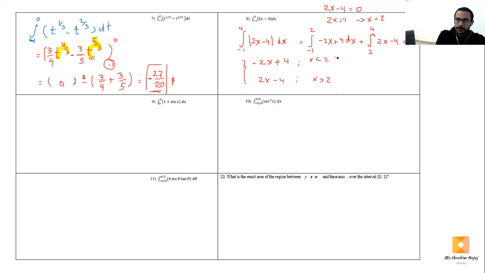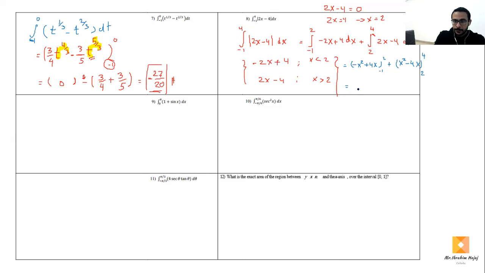We can put the negative outside. So it's negative x squared plus 4x from negative 1 to 2, and the second part is x squared minus 4x from 2 to 4. Then substitute.